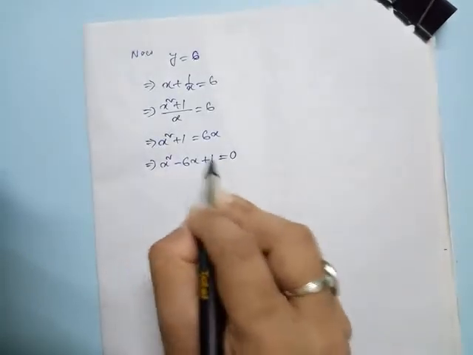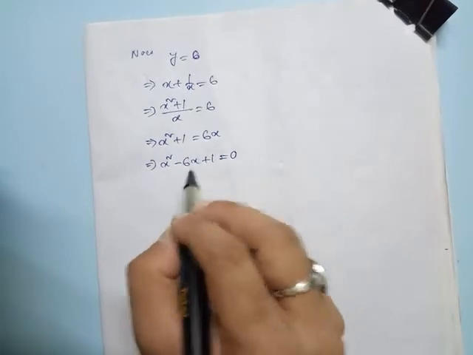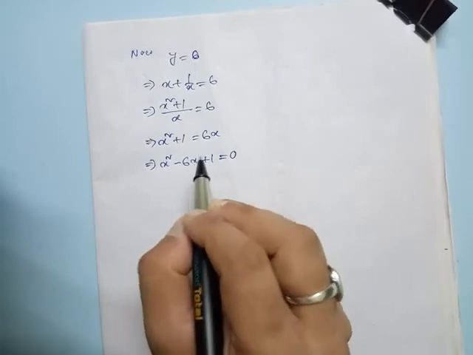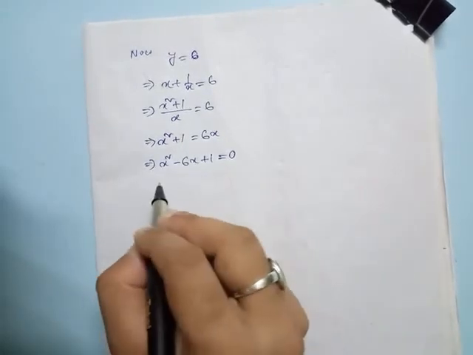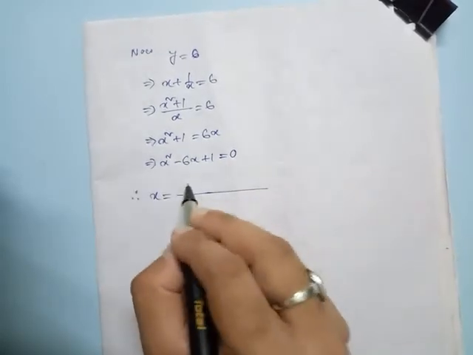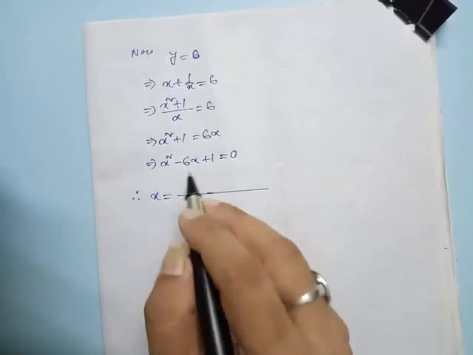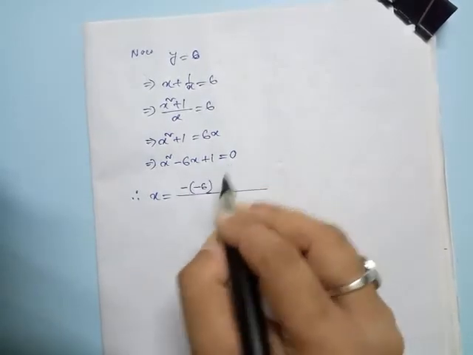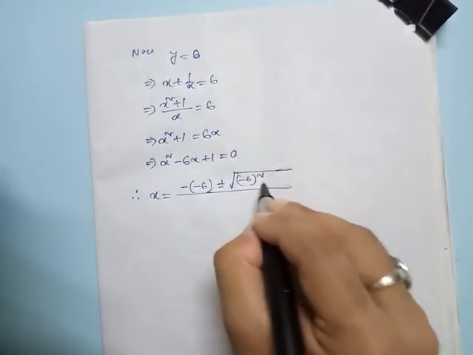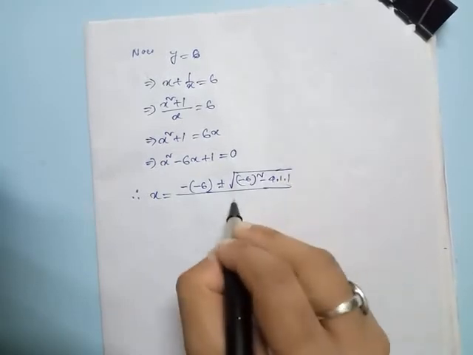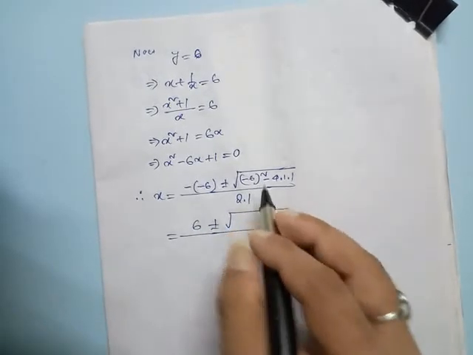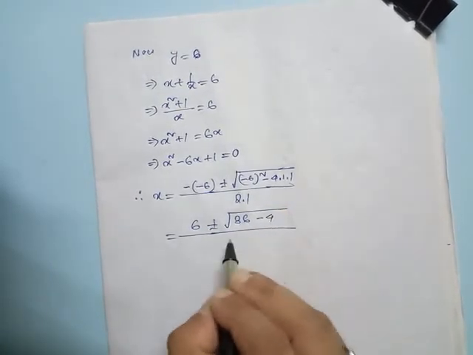This is again a quadratic equation, and this equation cannot be solved with the help of middle term, so we have to use the quadratic equation formula. Now let's have a look. Therefore x = −b ± √(b² − 4ac) over 2a. So here it is +6 ± √(6² = 36 − 4), and here it is 2.